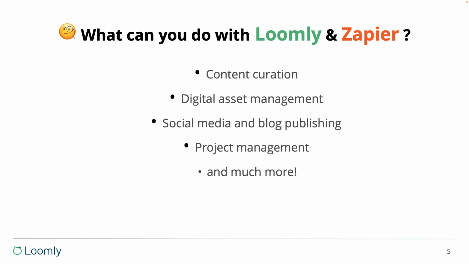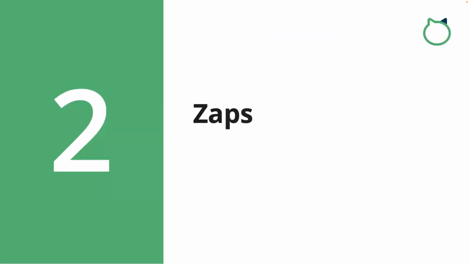As a side note, a Zap created with Google Sheets allows you to upload content in bulk to Loomly, which I'll be showing you shortly. So Zaps consist of two parts, a trigger and an action. So let's go through these one at a time.